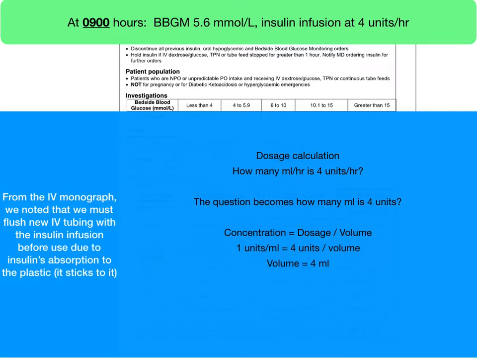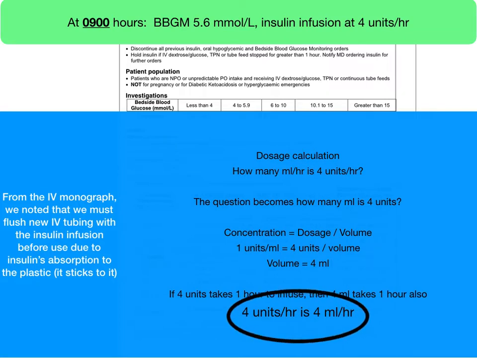In this case, the volume is 4 mils. If 4 units takes 1 hour to infuse, then 4 mils takes 1 hour also. Therefore, 4 units per hour is 4 mils per hour.